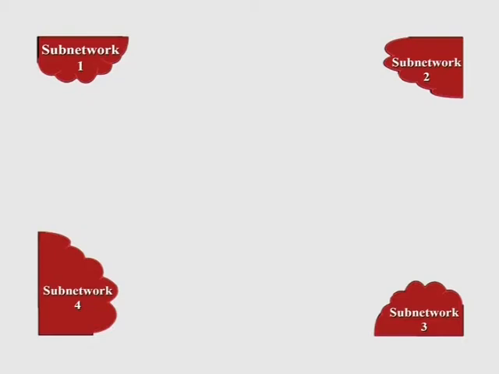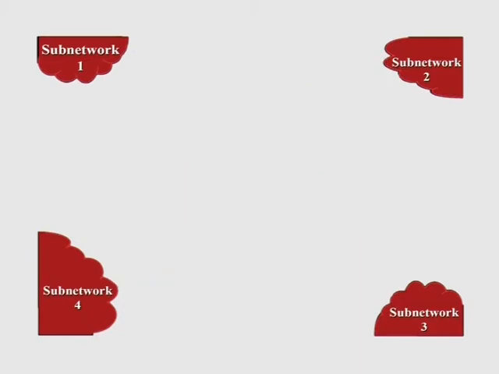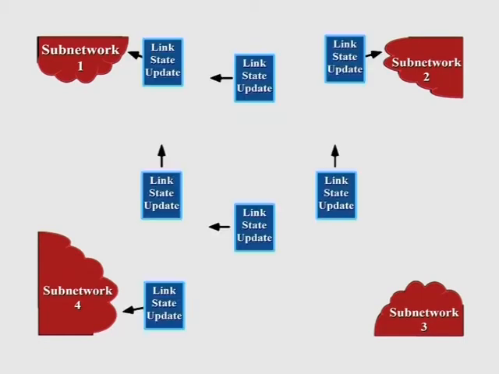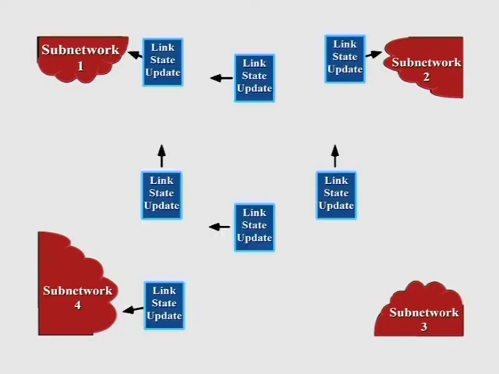In the figure shown, there are 4 subnetworks connected through 4 routers, namely A, B, C and D. Using the link state routing algorithm, each router exchanges information about its immediate neighbors and availability of paths with other neighboring routers. Now when there is a link failure in the case of subnetwork 3, this information is acquired by link state updates as shown in the figure.